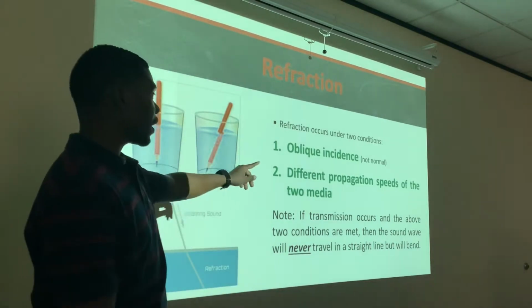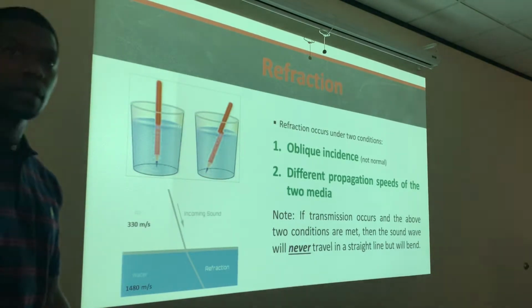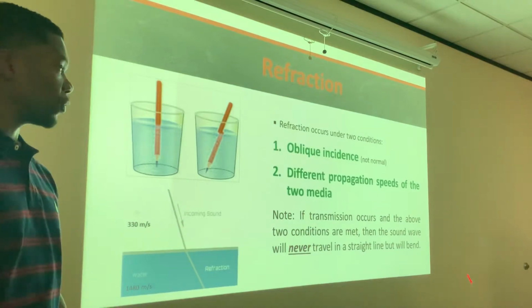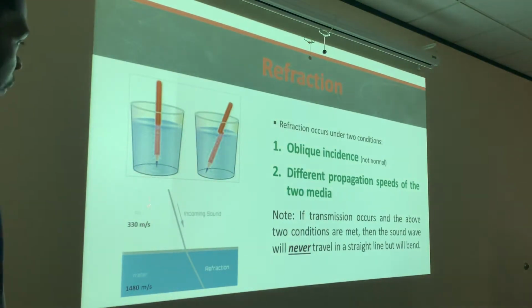And also, the propagation speeds of the two media must be different. Here we have air. Remember, our propagation speed for air is approximately 330 meters per second. Our propagation speed for water is 1,480 meters per second. That speed difference and that oblique incidence is what's going to cause refraction.